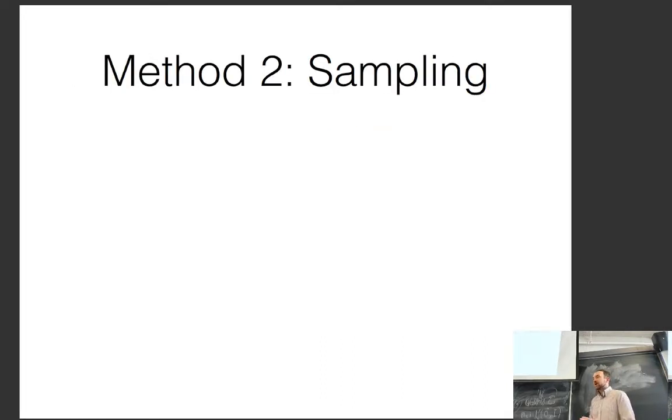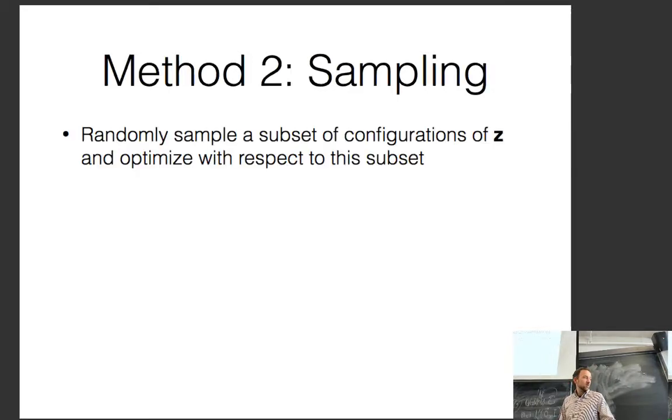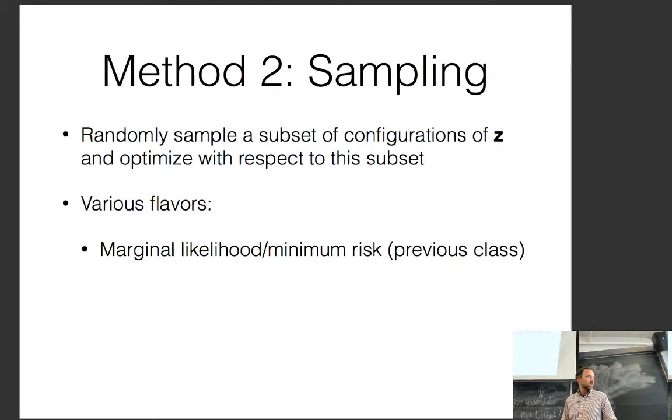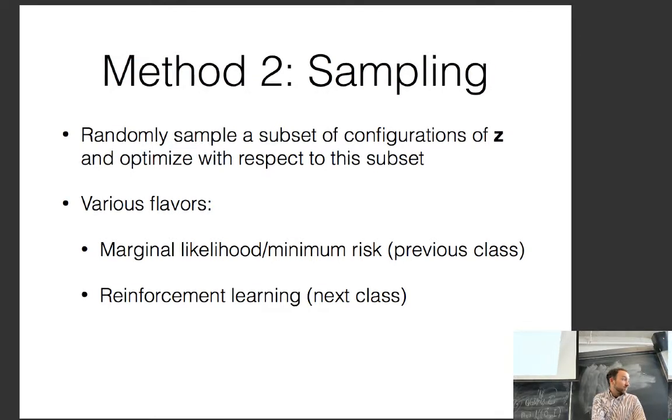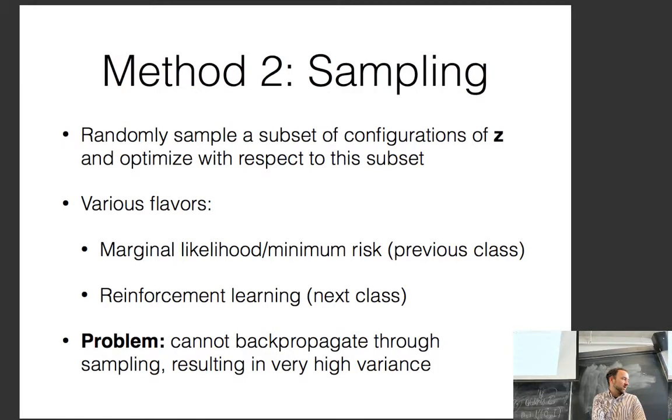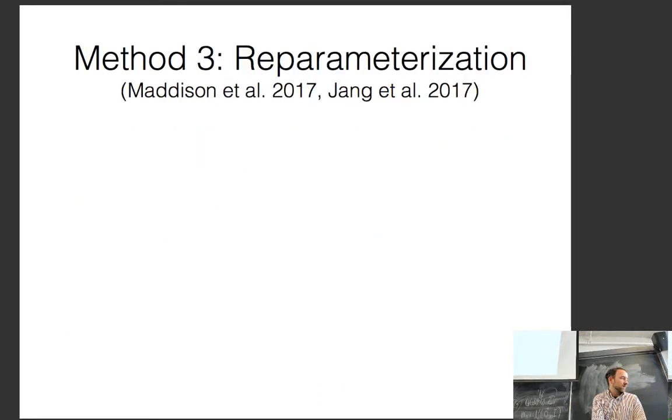Now, if you can't enumerate over all of them, you can randomly sample a subset of the configurations and optimize with respect to the subset. These have a number of flavors. Both marginal likelihood and minimum risk and reinforcement learning have been covered in previous classes. And the problem is you cannot backpropagate through the sampling, resulting in very high variance.